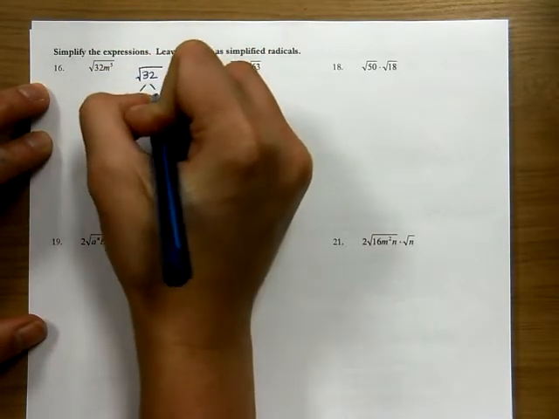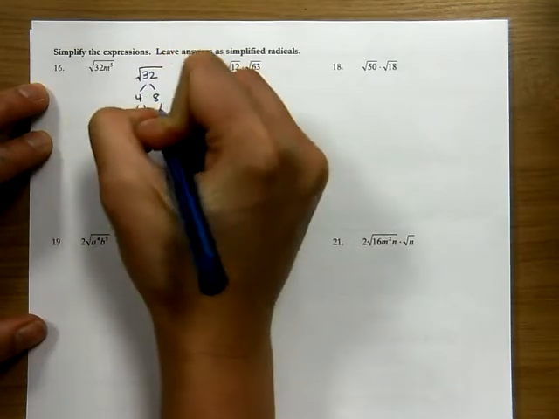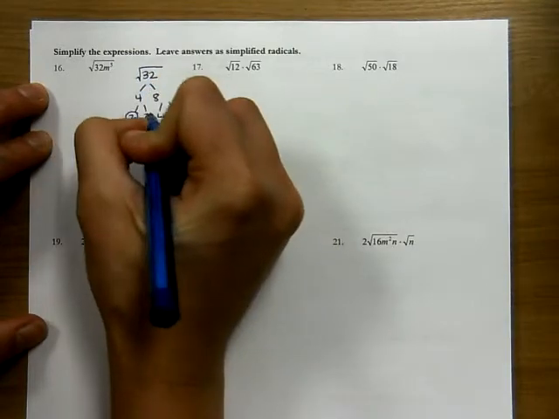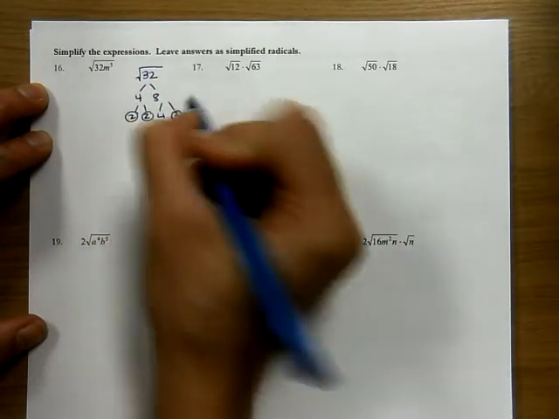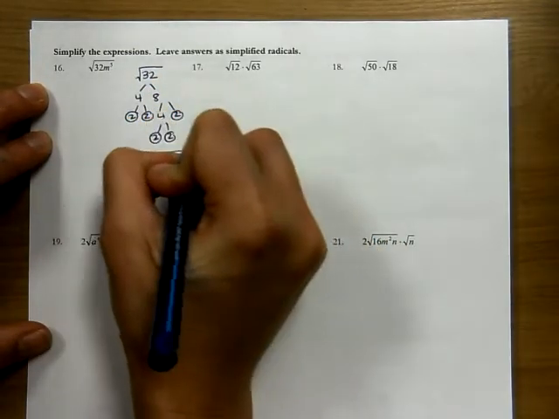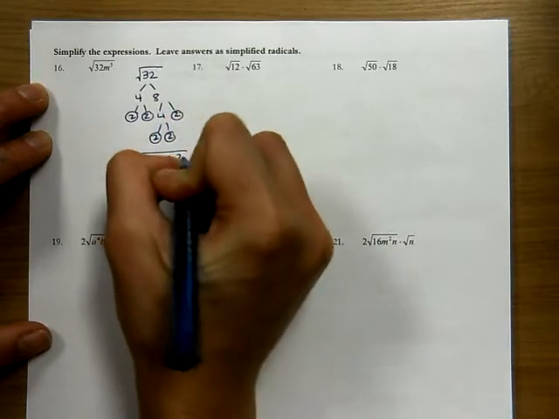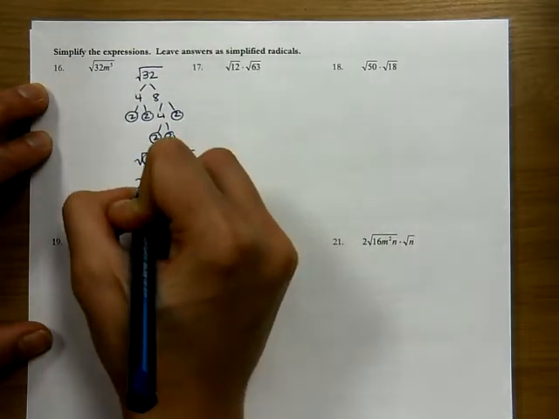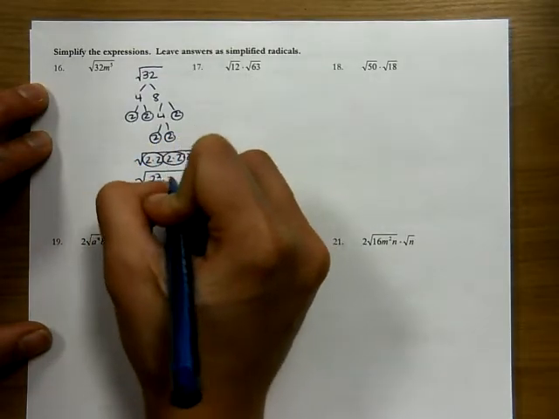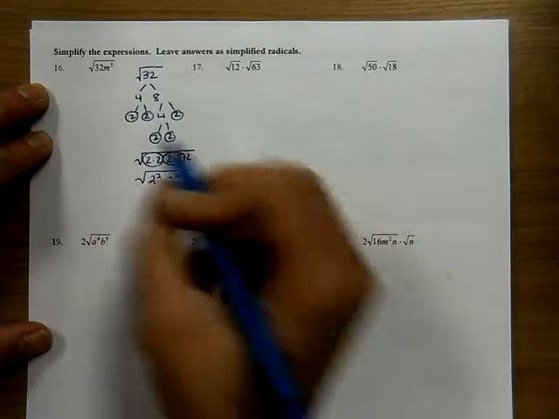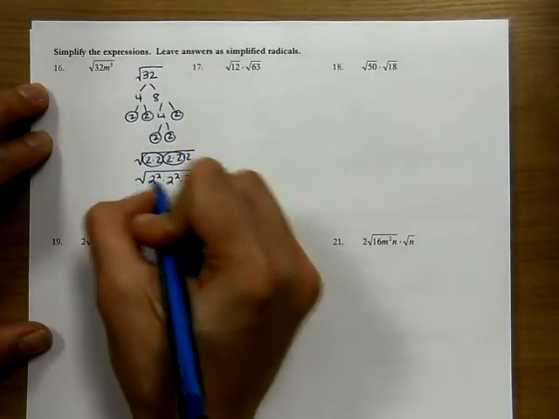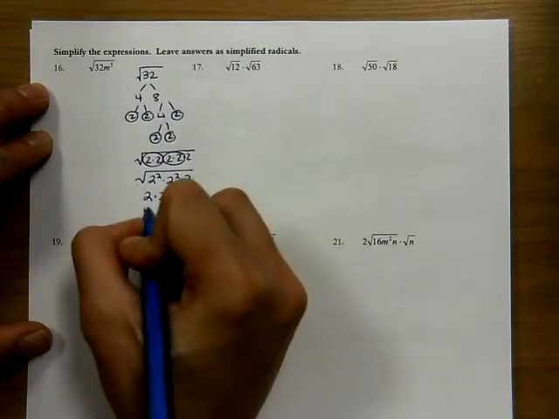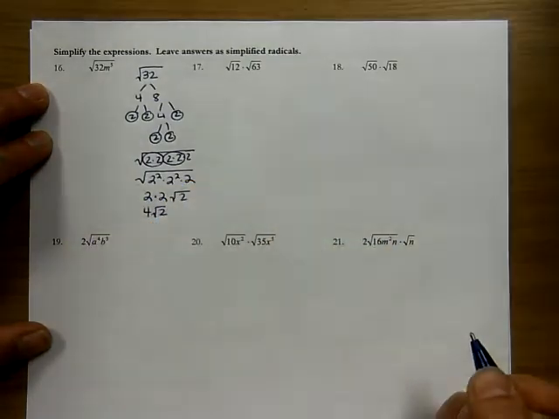I know that that's 4 times 8, or 2 times 2, that's 4 times 2, that's 2 times 2. So here are all my prime factors. I know that that's the square root then of 1, 2, 3, 4, 5 2's multiplied together. So that's the square root of 2 squared times 2 squared times 2. Well, the square root of 2 squared is 2, square root of 2 squared is 2, and then we have the square root of 2 left over. Or in other words, this would be 4 times the square root of 2.